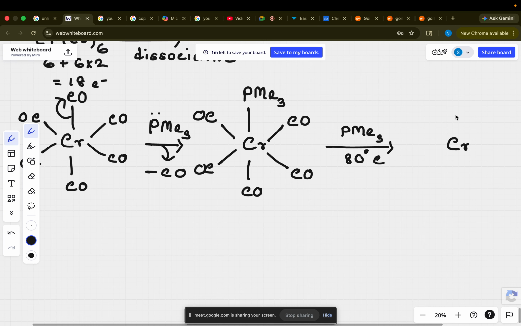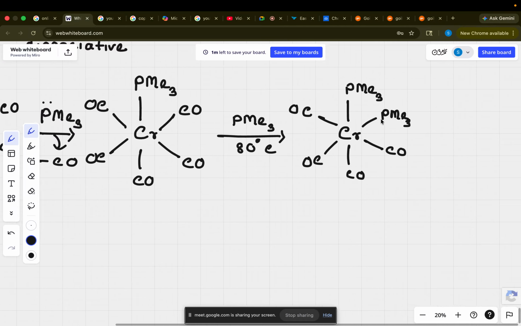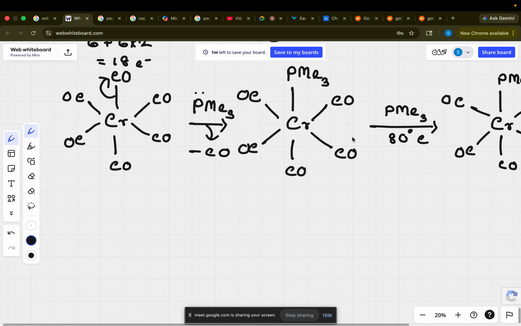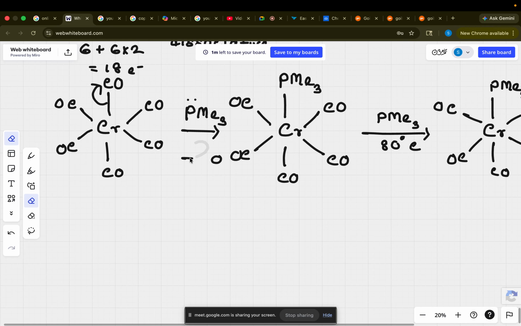Another carbonyl group will be replaced by this PMe3 ligand. Another carbonyl group will be replaced by this PMe3 ligand. So like that. Fine. Now another thing here has to be noted.